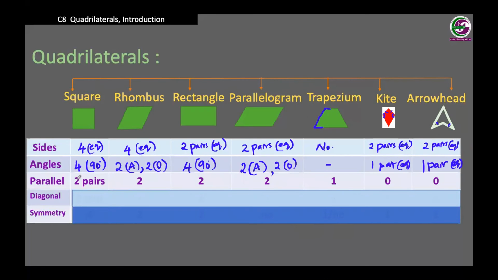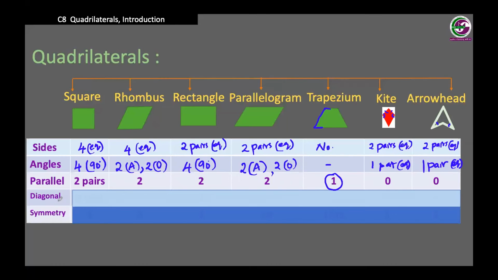Let's see about the parallel sides. Here two pairs are parallel. Also two pairs are parallel in each of the others. The first four babies, as I told you, they are mostly perfect. But coming to the trapezium, only one pair is parallel, and that is how we define a trapezium. A trapezium is a quadrilateral with at least one pair of parallel sides. Kite, no sides are parallel. You might feel these two are parallel, but they are not. Even in an arrowhead, there are no parallel sides.